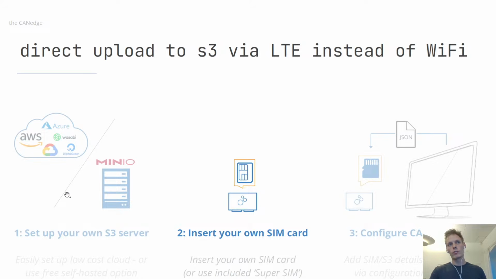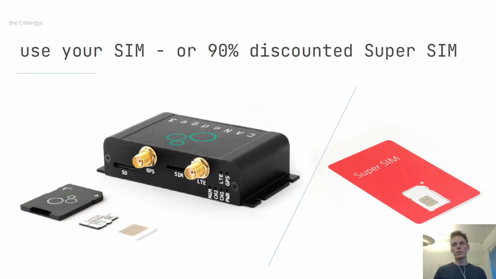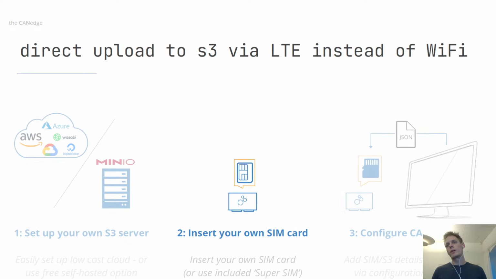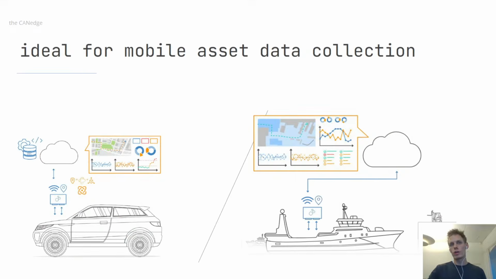You set up an S3 server for receiving the data, and you can mix and match CANedge 2 and CANedge 3 device data on these without issues. Then you insert your SIM card, like a physical micro SIM card, on the back of the CANedge 3. And again, you configure the device with your details. When you do this, that will essentially allow the device to connect to your server and upload the data. You can see it illustrated here.